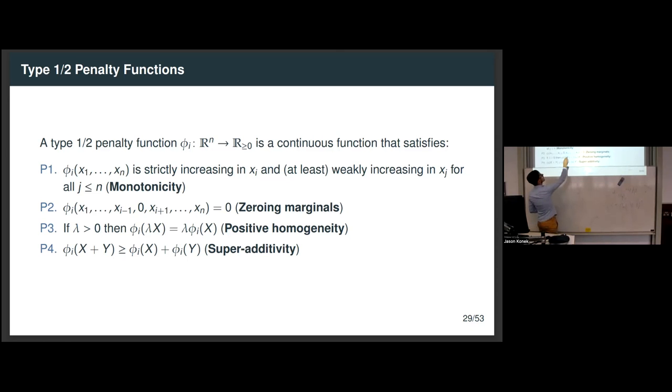The super additivity means this is going to have to be a concave function, given that it's positive homogeneous, and it's going to be positive over here. And that's just telling us that we're getting positive penalties for type 2 error, and we're getting positive penalties for type 1 error. And at most, we can have these things just be a straight line. That's the case where we end up back with strictly proper scoring rules.